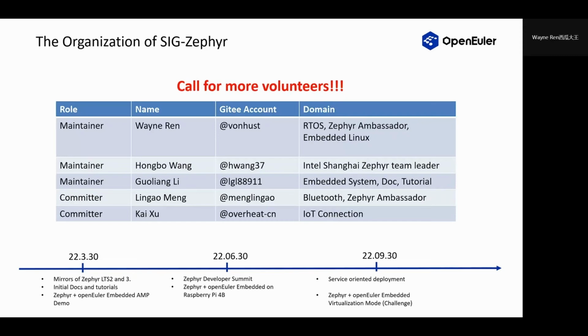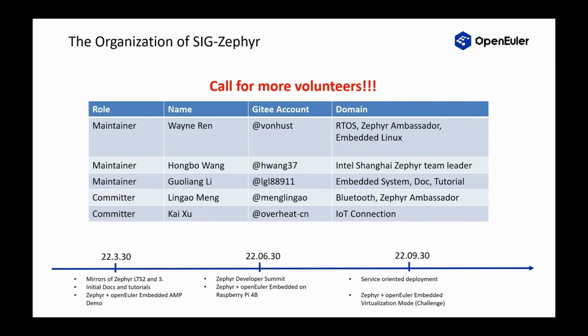So SIG-Zephyr made a roadmap for this year. There are three phases. Phase one is almost done. My talk today, in fact, is part of phase two. Phase three is also on the right way, but it will be a little challenging to implement the virtualization mode of openEuler Embedded plus Zephyr, considering limited resources. So here, through ZDS, SIG-Zephyr calls for more volunteers to join.